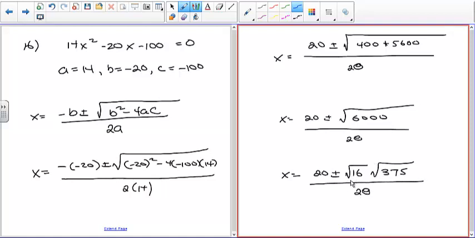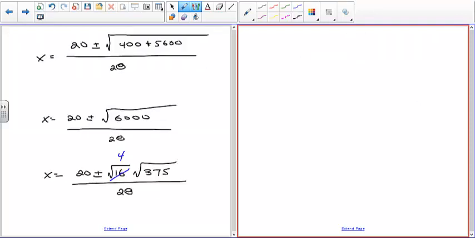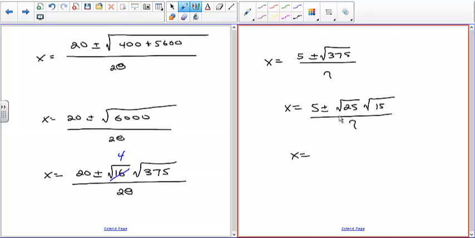So this is going to become 4. So we can divide them all by 4. So you'll get 20 divided by 4 is 5. 4 divided by 4 is 1. And 28 divided by 4 is 7. Now we should be able to simplify this a little bit further, because I think if you take 375, you can divide by 25. Okay, so 375 is 25 times 15. So the square root of 25 is 5. That's why I chose 25. So we get 5 plus or minus 5 times the square root of 15 over 7.